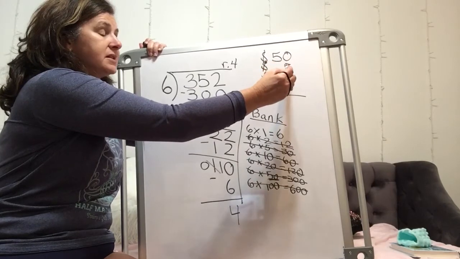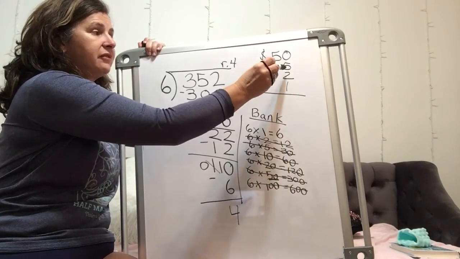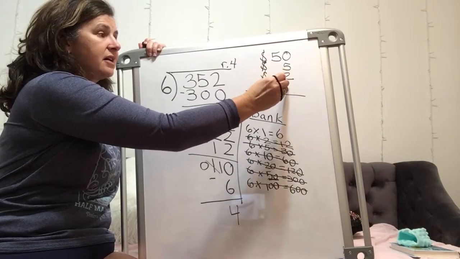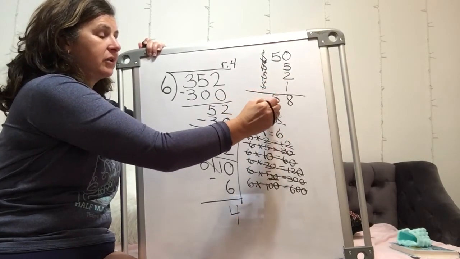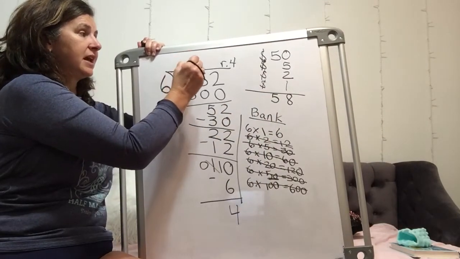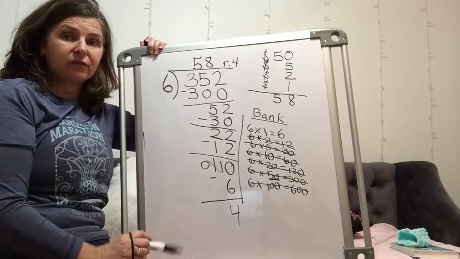So 0 plus 5 plus 2 plus 1. I'm going to put 5 in my head. 5, 6, 7, 8. And I bring my 5 down and I get 58. So my quotient is 58 remainder 4.